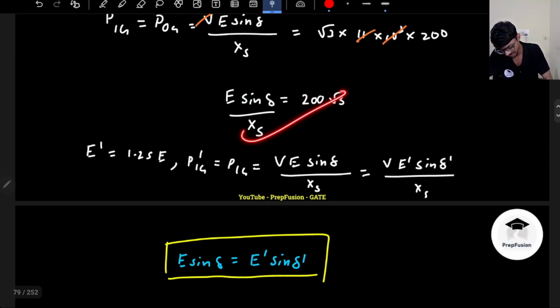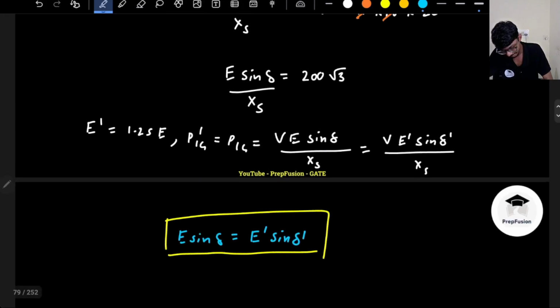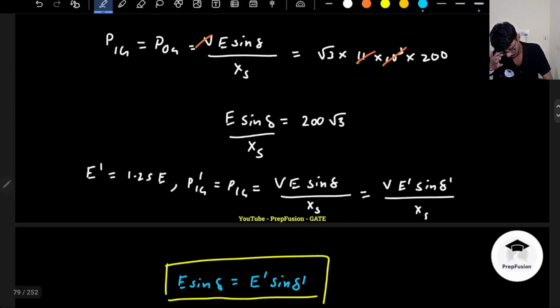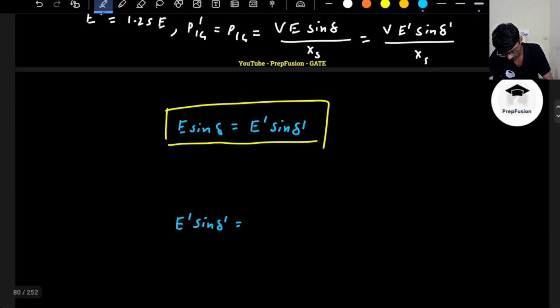So if I multiply by XS here, E dash sin delta dash will be equal to 1200 under root 3.